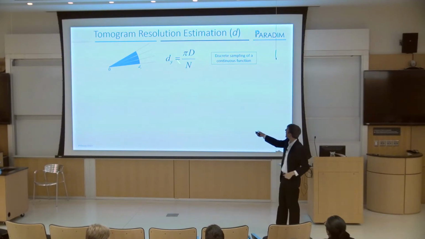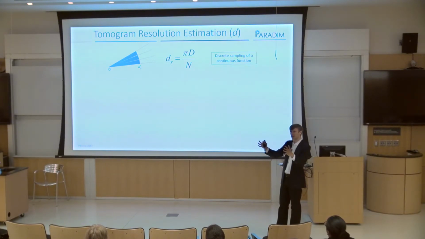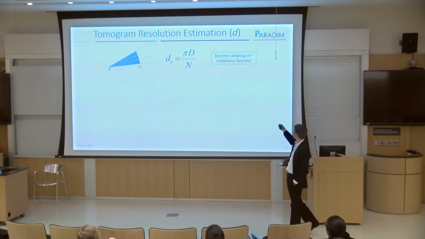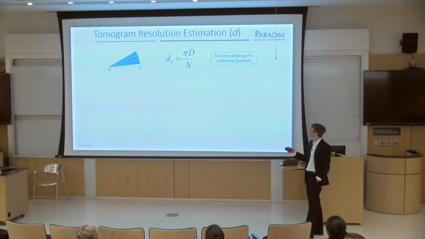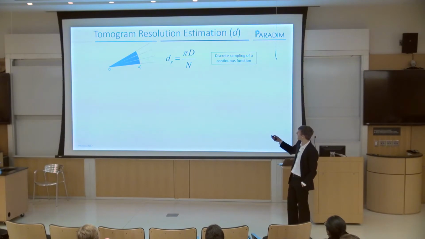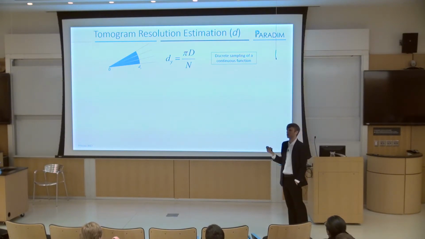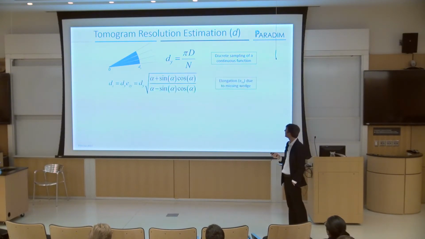And so that dy, your resolution along that direction, has to do with pi times the size of the object divided by the number of projections that you take, okay? So that's due to the discrete sampling of a continuous function. This gives you an idea, in an ideal case, what your resolution will be along the y direction. Okay? And if we think of dz, this is connected not only to dy, but it's also connected to the maximum tilt angle you get.